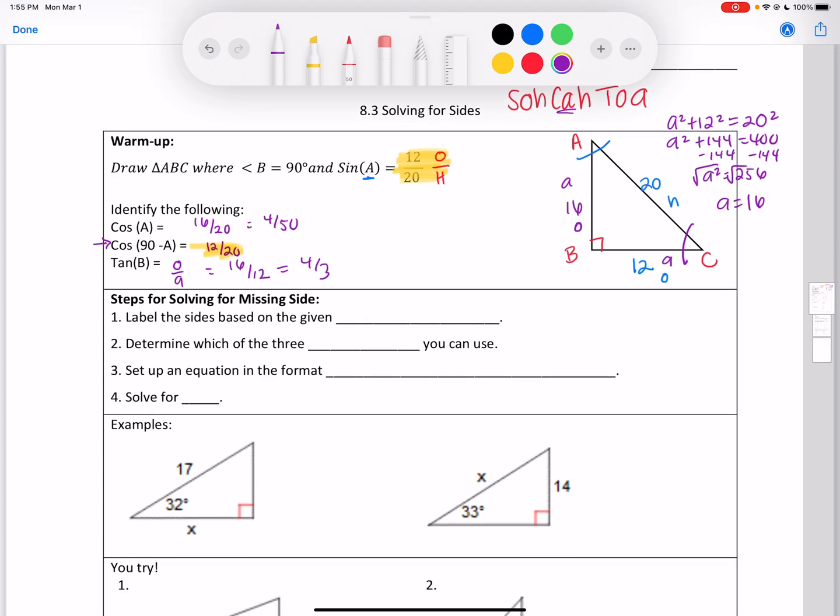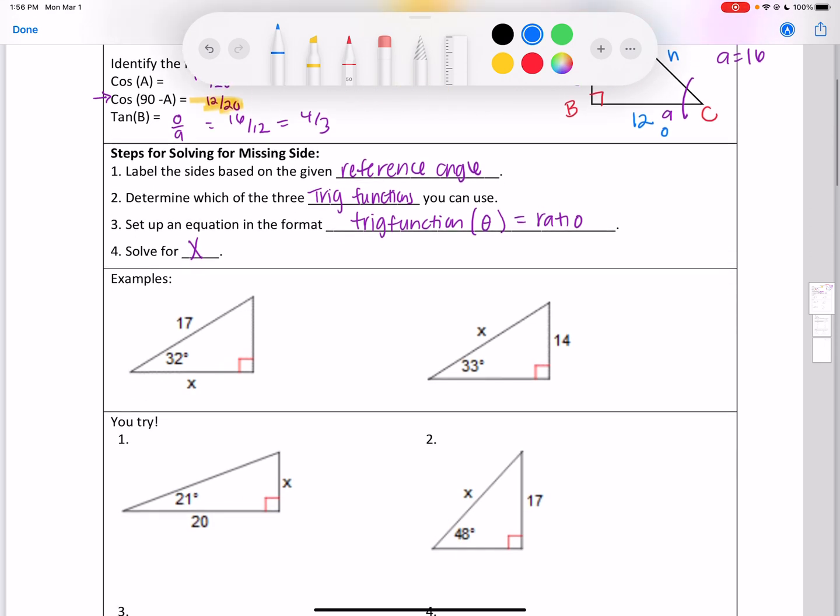So steps for solving: label the sides based on the given reference angle. So that's talking about labeling your opposite, adjacent, hypotenuse. Determine which of the three trig functions you can use. Set up an equation in the format of trig function of the angle equals the ratio. So you should have this equal sign each and every time. And then you're going to solve for x.